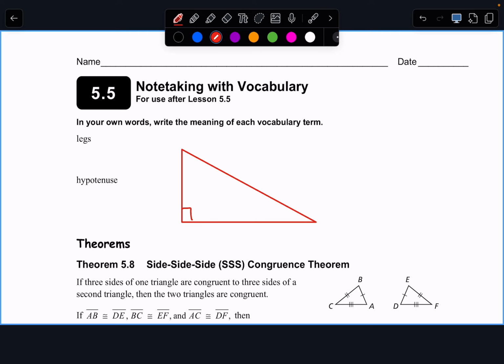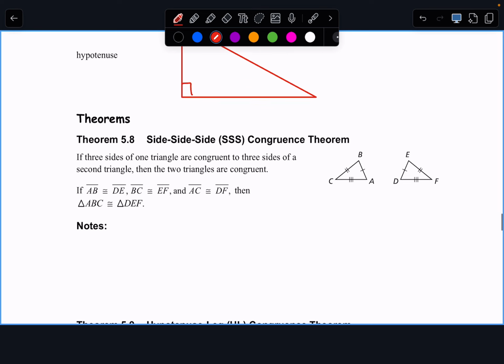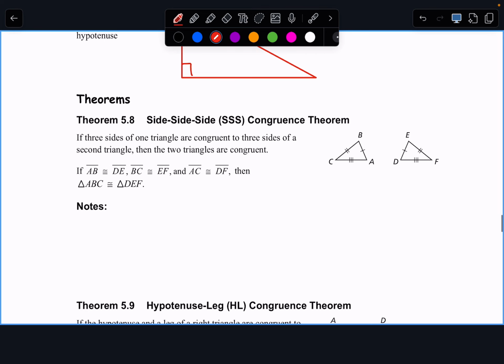We have 2 more shortcuts we're going to add. The first shortcut is side, side, side. If all 3 pairs of sides are congruent, we can say the triangles are congruent by side, side, side. Okay? So, we are going to draw a picture, and we're just going to talk about what it would mean. It's not what I was going for, but we're going to go with it.